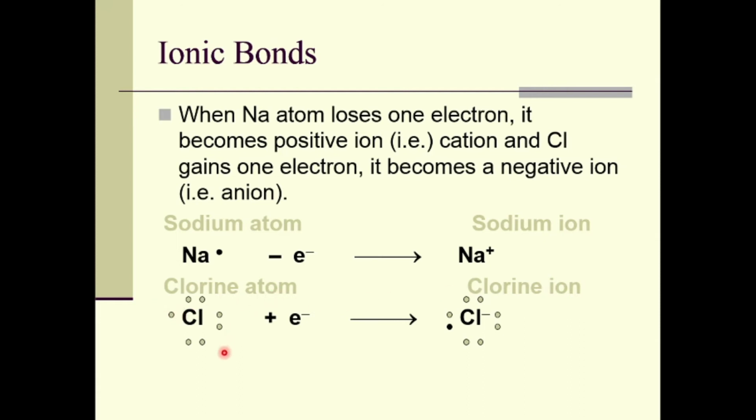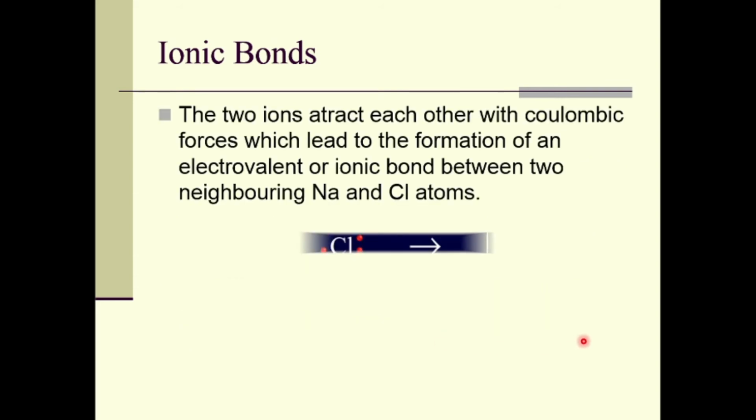Whereas the chlorine atom has 7 electrons in the outermost shell, so it is easy for it to get 1 electron. If it gets 1 electron, it will complete the octet configuration and have 8 electrons in the outermost shell, right. And therefore a chloride ion will be formed. Since this chlorine ion will have an excess electron, it is a negative ion, and it is called an anion, right.